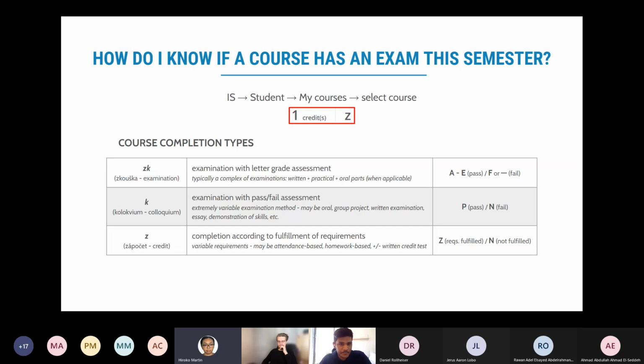And of course, the most important would be any course that has a ZK next to it. ZK stands for zkouška in Czech, which means exam. So this means that you will get a letter grade assessment, which will affect your grade average if you care about that. And of course, usually these are complex exams, so there are multiple parts, like a written or theoretical part or some sort of practical part. So that's it from me for this part.